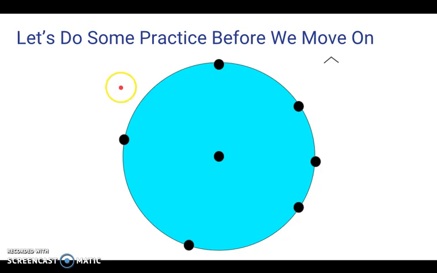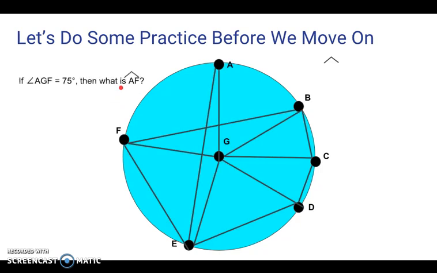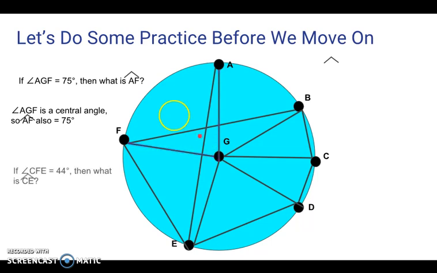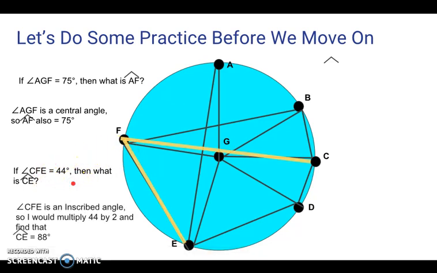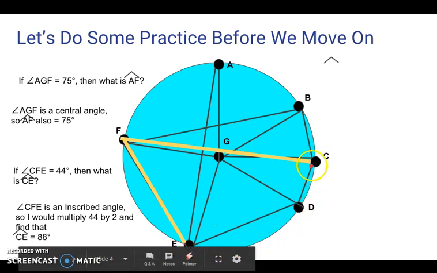Okay. Alright, so let's do a little bit of practice, just to show you what I would do. If I say, where is AGF? AGF is right there. If I say that this is 75 degrees, then I want to know what its arc is. Hey, wait, that's a central angle. So if this is 75 degrees, then its arc is also going to be 75 degrees. Then, what about CFE? Oh, that's an inscribed angle. So if that one were 44, then its arc is going to be 44 times 2, which is 88, sorry, two 8s there.